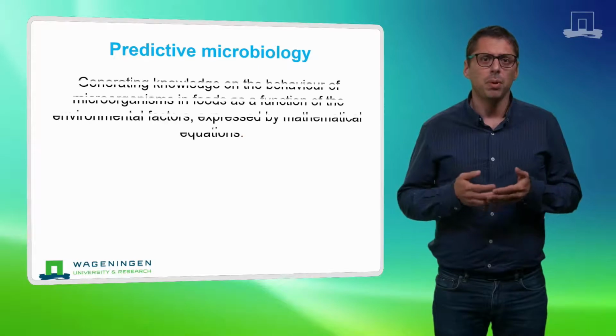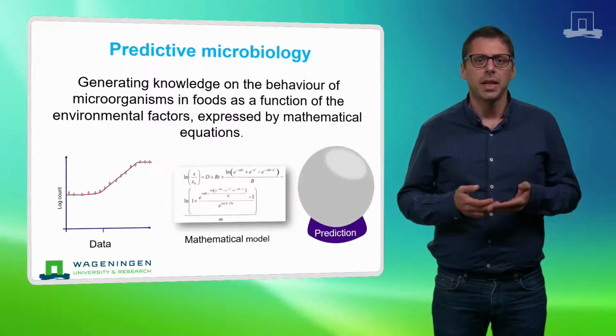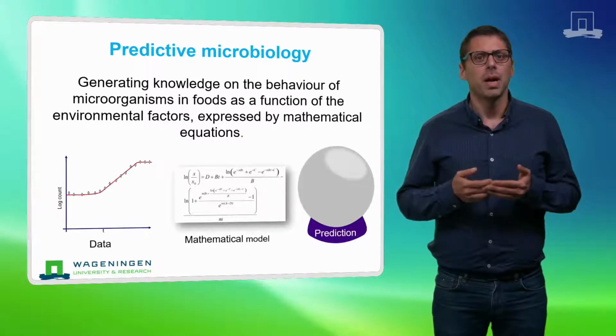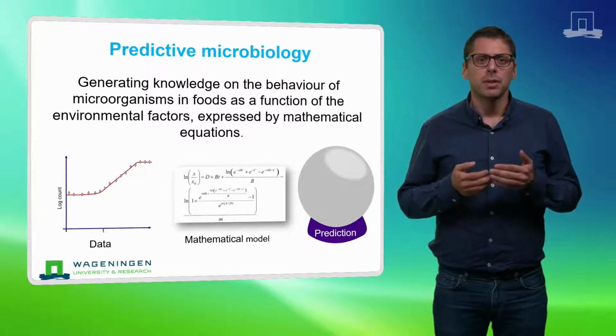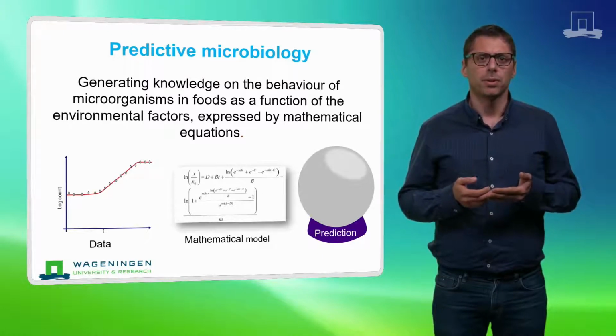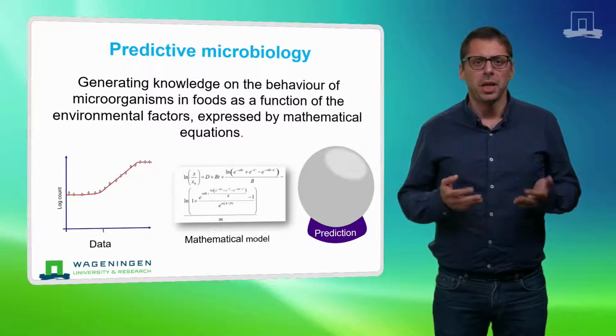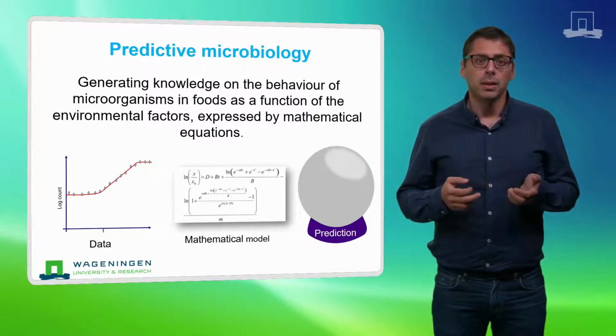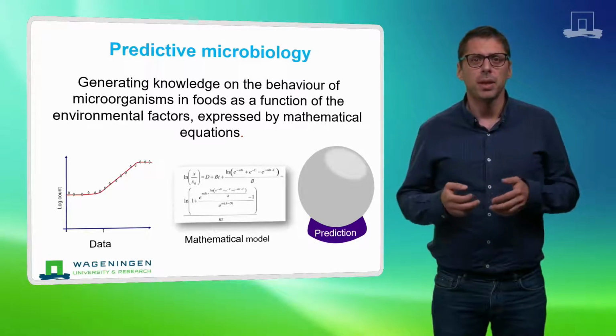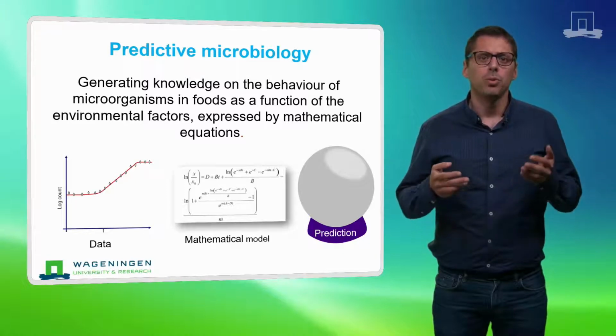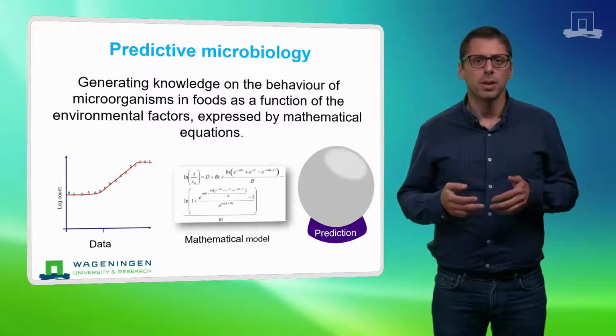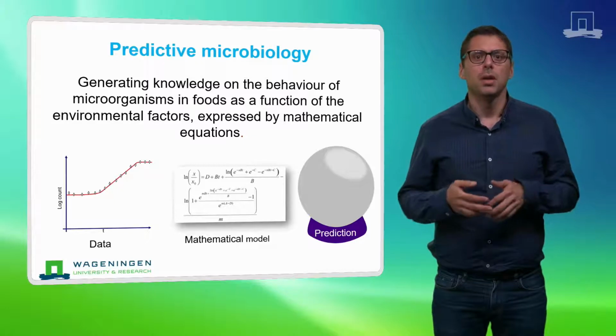In this field, we devote our efforts to generate knowledge on the behavior of microorganisms in foods as a function of environmental factors, such as temperature, pH, and water activity. Then, this knowledge is translated into mathematical equations that we use later to predict what will happen to microorganisms during the different steps of the food chain.